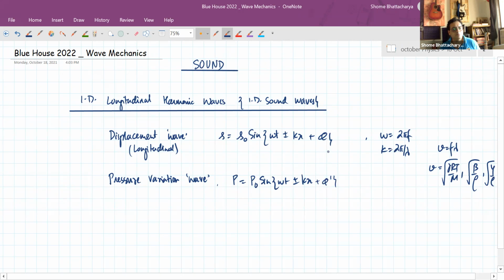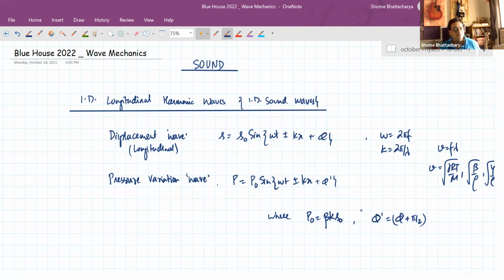We also saw that if you compare the displacement wave with the pressure wave, the pressure amplitude is directly proportional to the displacement amplitude. And the phase constant for the pressure wave always has a pi by 2 relation with the phase constant for the displacement wave. So when the particles are at their mean position of oscillation, the pressure is either at a compression maximum or a rarefaction maximum. Whereas for the particles of the medium located at the extreme position of their oscillations, the pressure variation is zero, or the volume stress or bulk stress is zero. Okay, fine.